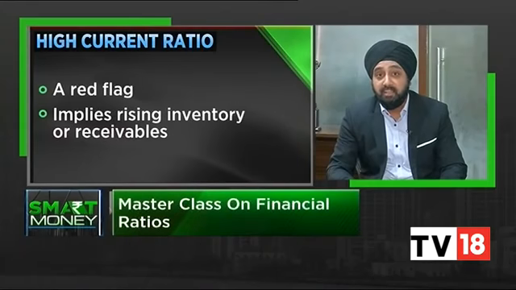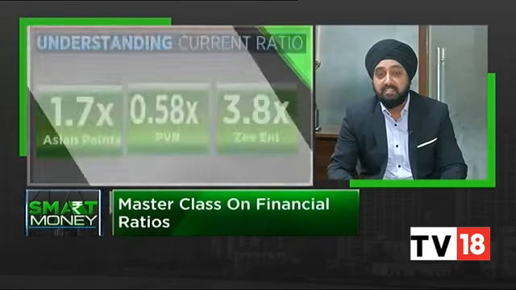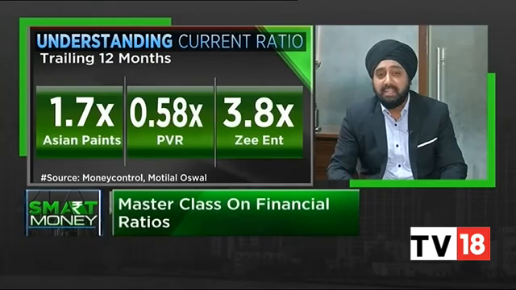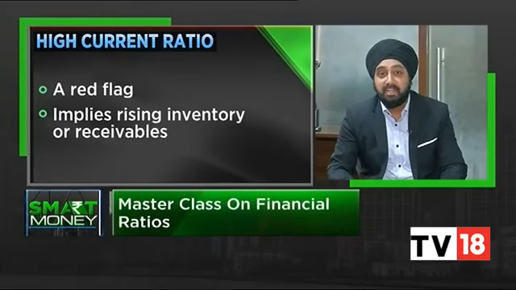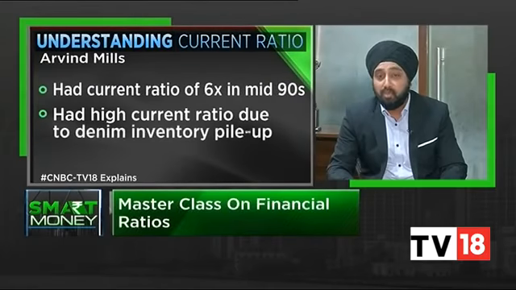We saw that with Zee. Its current ratio last year touched 4, right? So that's a flag that probably your inventory or receivables have some kind of issue. Also, if you recollect in the 90s, Arvind Mills had a current ratio at 6. They were doing this denim expansion, and when the Southeast Asian nations started producing low-cost denim, it was almost on the verge of bankruptcy before that spectacular turnaround in 98, 99. So with a very high current ratio, you need to do a bit of a deep dive to understand why the ratio is so high.